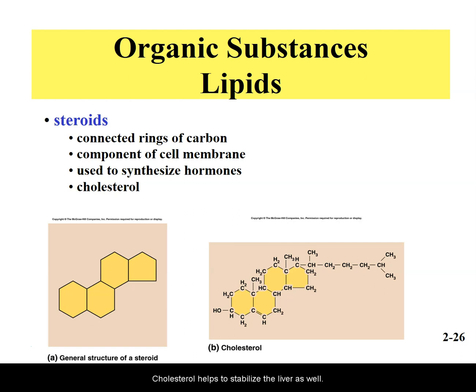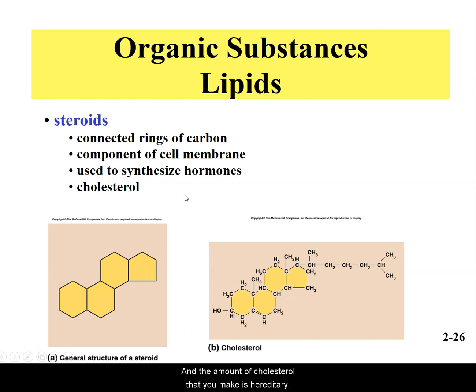Cholesterol helps to stabilize the cell membrane. It's synthesized or made by the liver, as well as obtained in the diet. Cholesterol is a type of steroid. Remember, they have that ring shape. In the A&P 2, you'll have to recognize one of these. They have the rings of carbon.